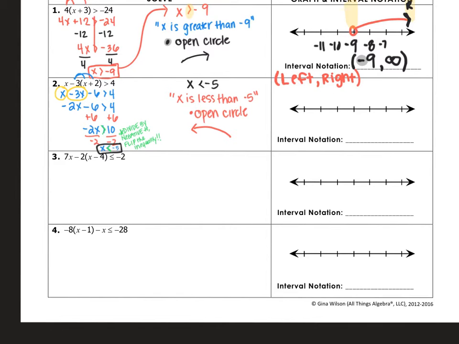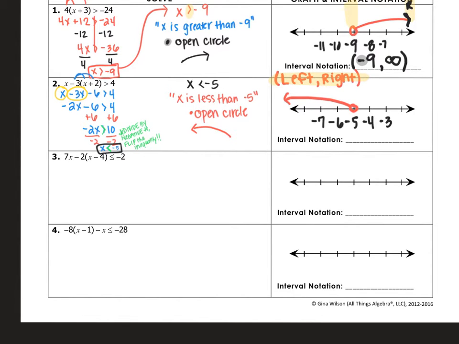I'm going to start by putting on the number line negative 5, negative 4, negative 3, then negative 6, negative 7. So on negative 5, we are going to do an open circle, and less than is to the left. So interval notation, we need to do the furthest left and then the right.